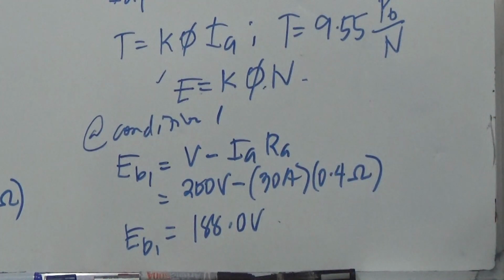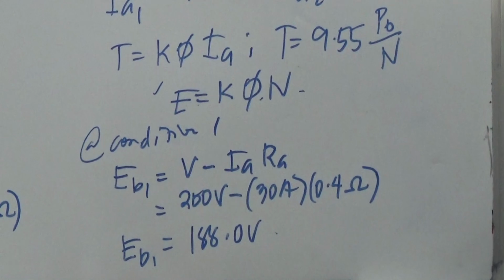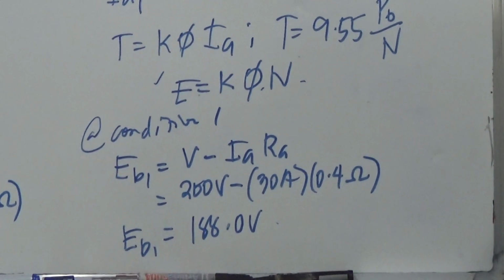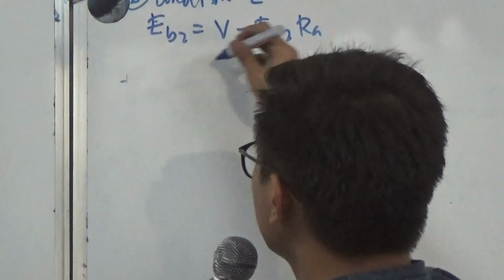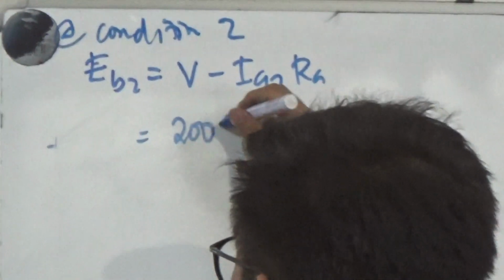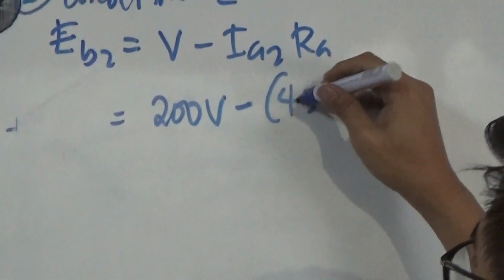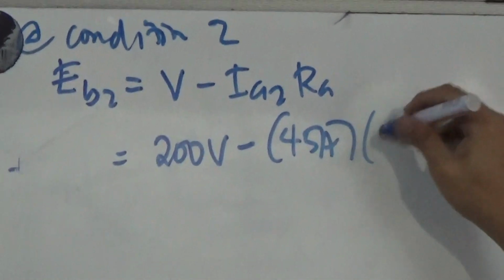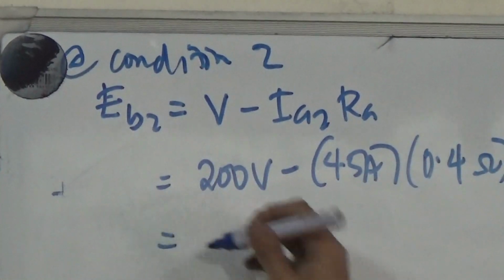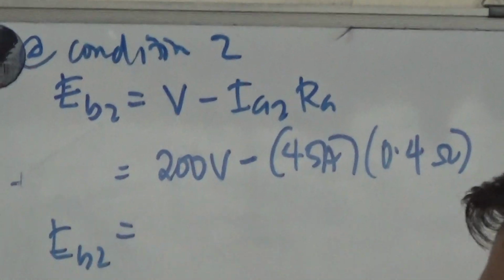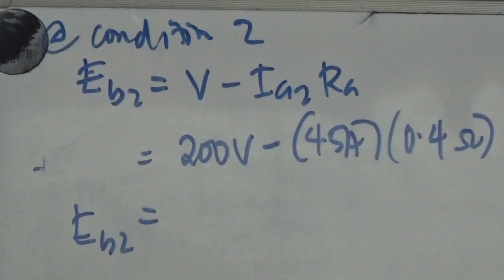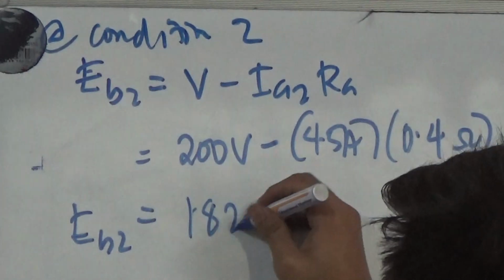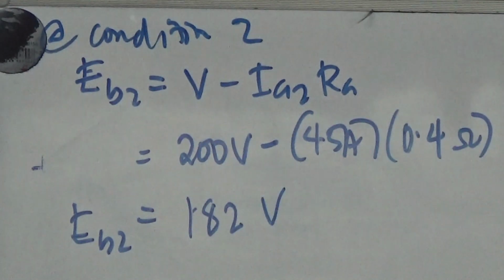For EB2, or condition 2, EB2 is equals to V minus IA2 RA. So that is 200 volts minus 45 amps multiplied by 0.4 ohms. So what is EB2 or yung second condition back EMF? 182 volts. So meron ka ng kompleto na.